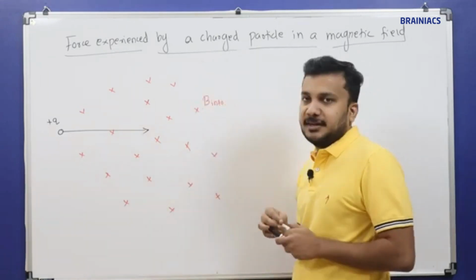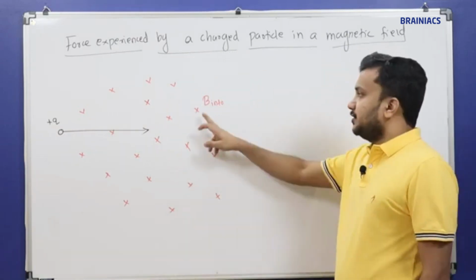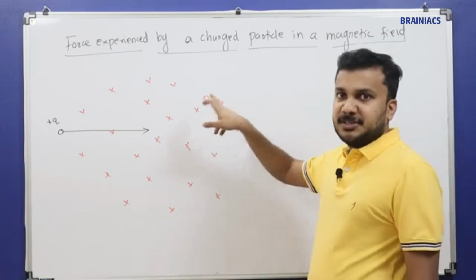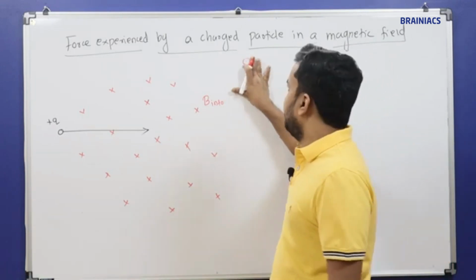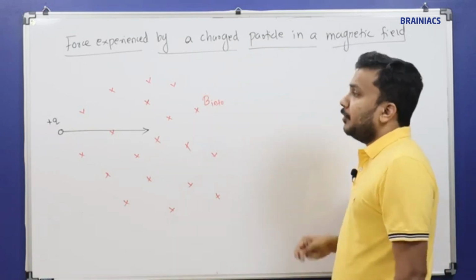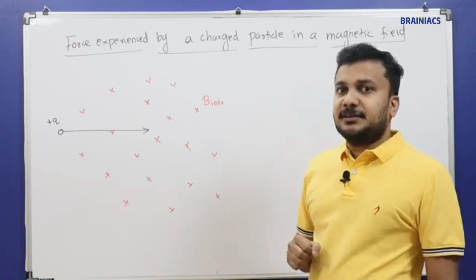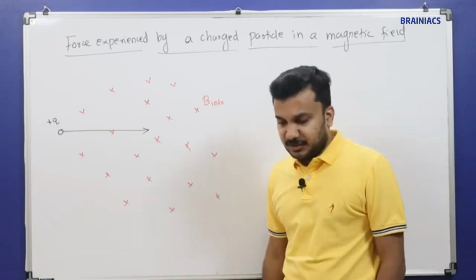A cross sign indicates into the board, and a dot indicates out of the board. So this is a cross mark, which means into the board. If it is put like a dot, then it is out of the board, or out of the paper. So here a magnetic field already exists, and that magnetic field is into the board. This is what we are saying.